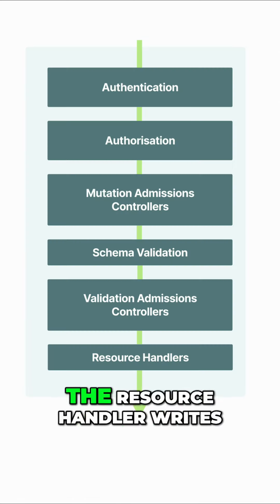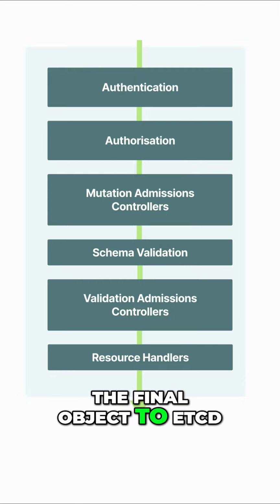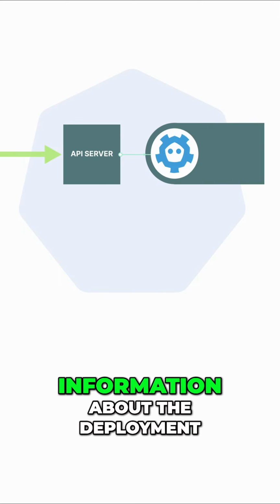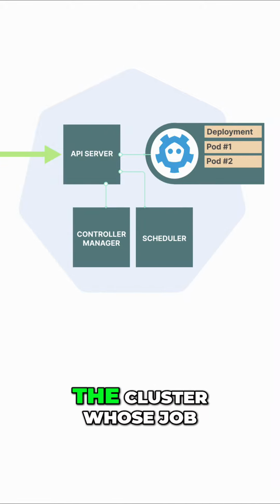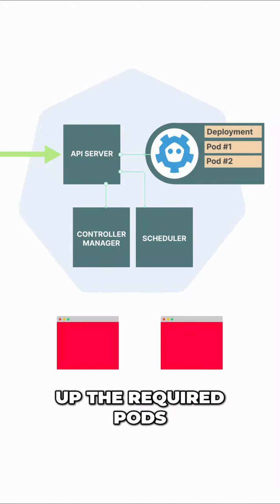After all these, the resource handler writes the final object to etcd. This will include the information about the deployment and how many pods are to be created. Then we have a few other components in the cluster whose job it is to spin up the required pods.